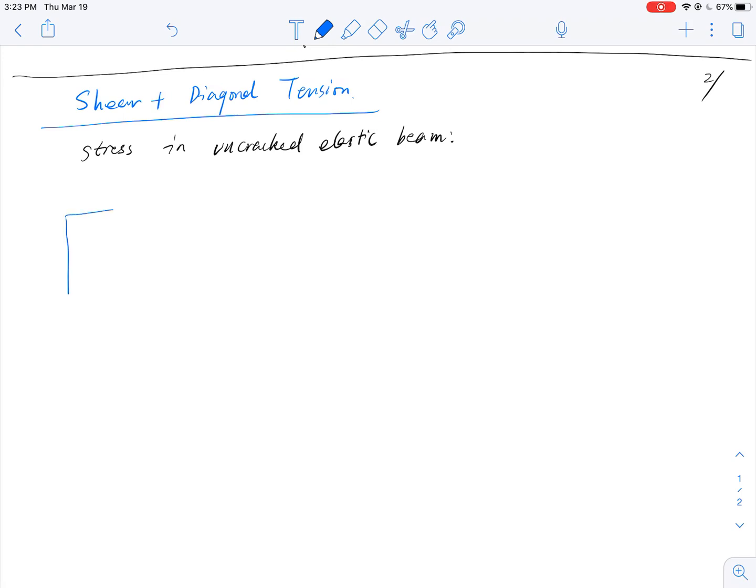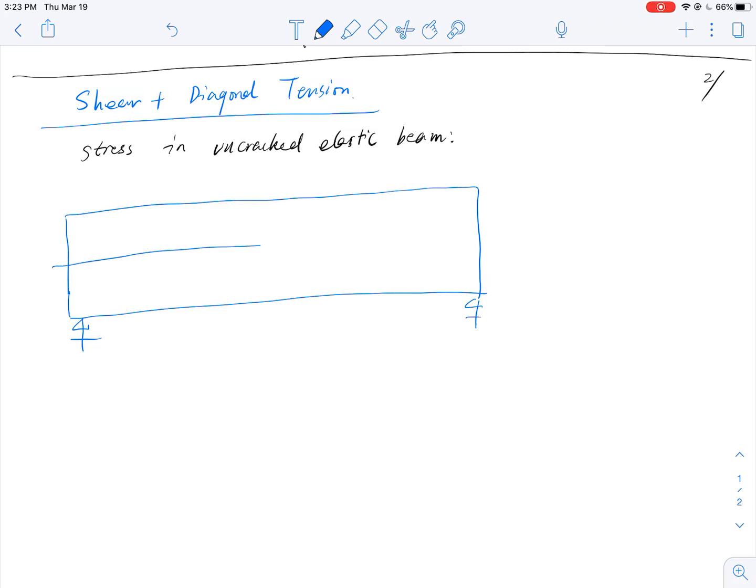So I have a beam, okay? Like so, and it's simply supported at two ends. And this is the neutral axis. And it's subjected to a uniform distributed load like this. Okay, and you can tell that it's going to have bending and also shear force. So let's take a look at the stress that I can have on the beam.